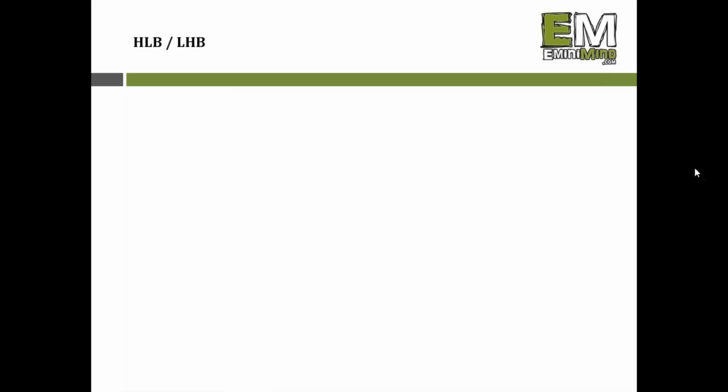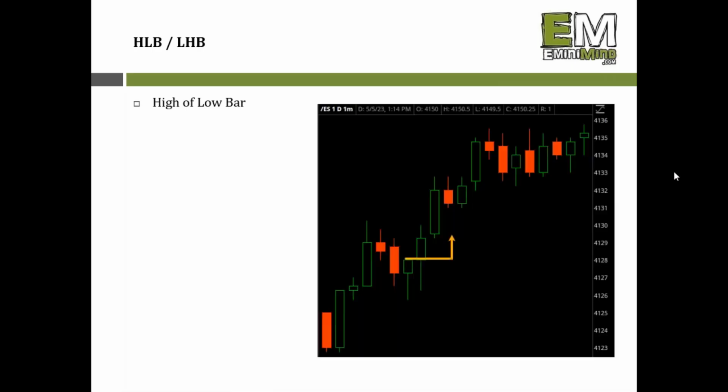So this concept of low of high bar, high of low bar is the idea that we're looking to get long above the high of the hammer. The hammer happens to be the lowest bar in the pullback. The tail of that candle is sticking down below the other bars.